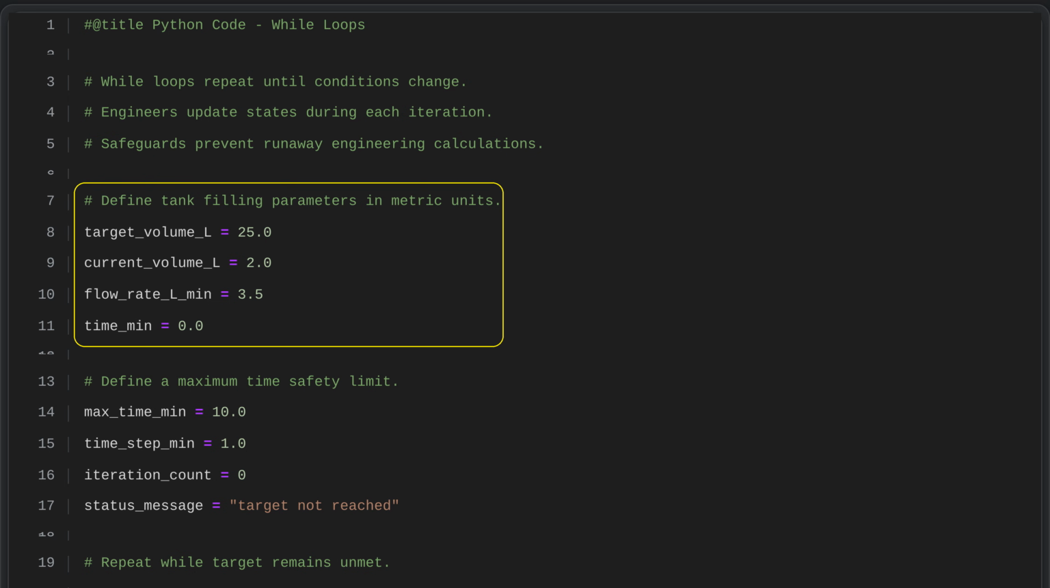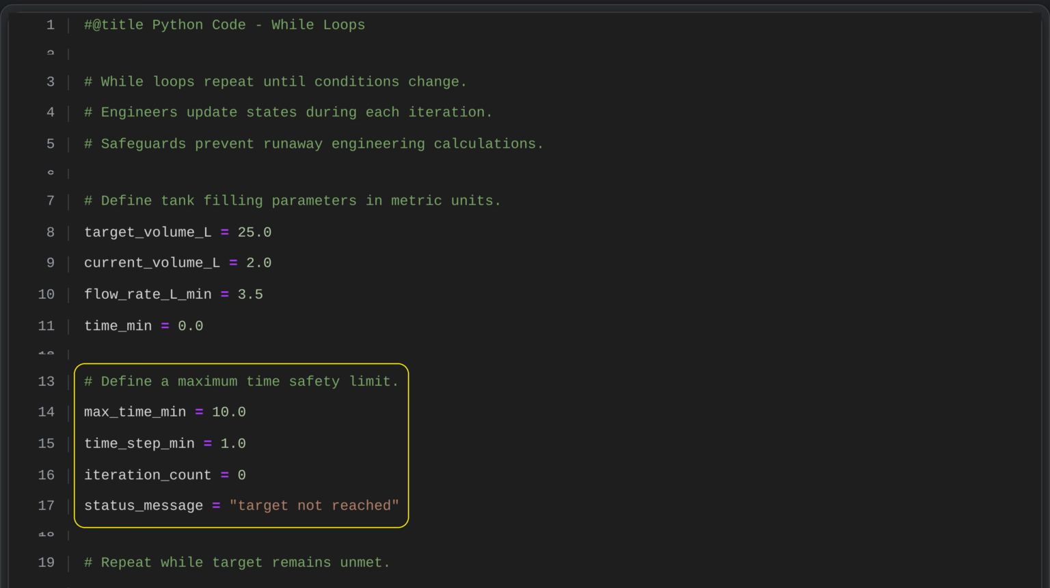The tank filling process starts with a target of 25 liters. The tank already contains 2 liters. Liquid is added at 3.5 liters per minute, and the timer begins at 0 minutes. The setup begins by limiting the simulation to 10 minutes so the loop cannot run forever. It updates the tank volume once per minute, starts the iteration count at 0, and begins with a status message saying the target volume has not yet been reached. This status will change depending on the loop's result.